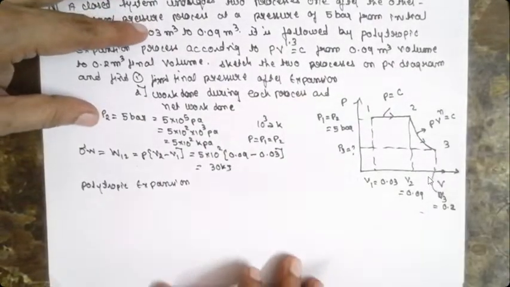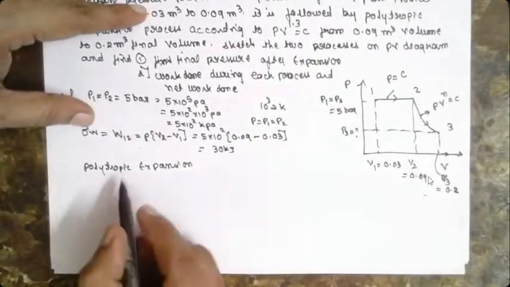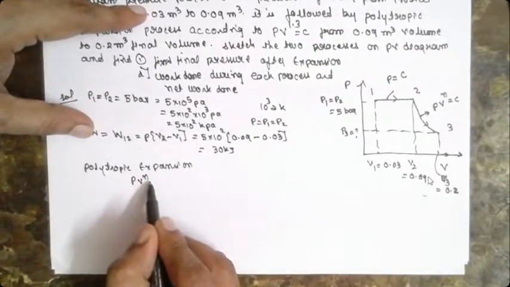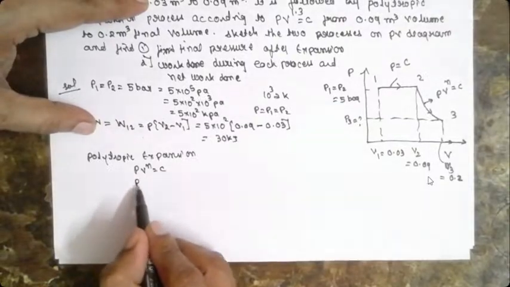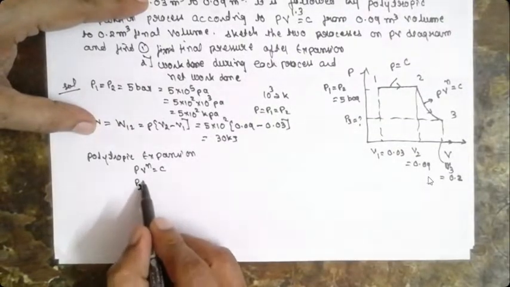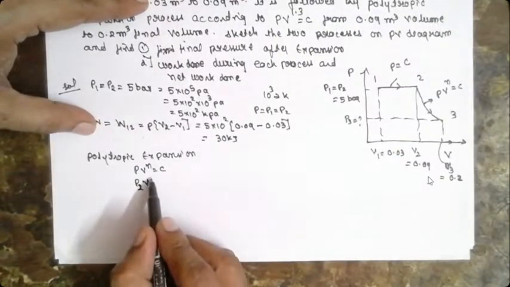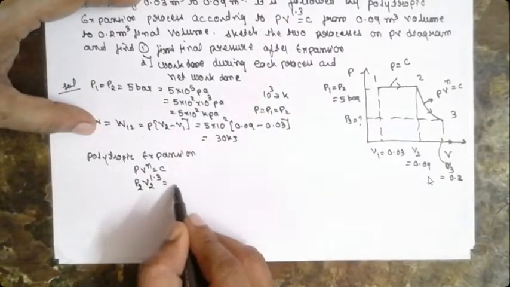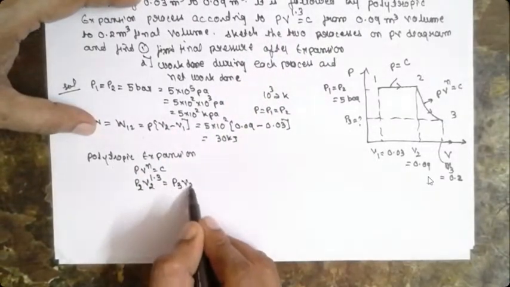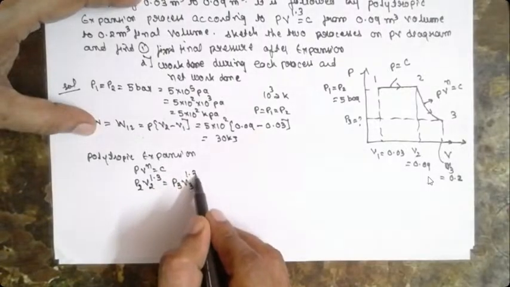Now we need to find out P3 value. We know the formula PV raised to n is equal to C. Based on this we are going to find out. See here, P2 V2 raised to 1.3 is equal to P3 V3 raised to 1.3. We need to find out P3 value.